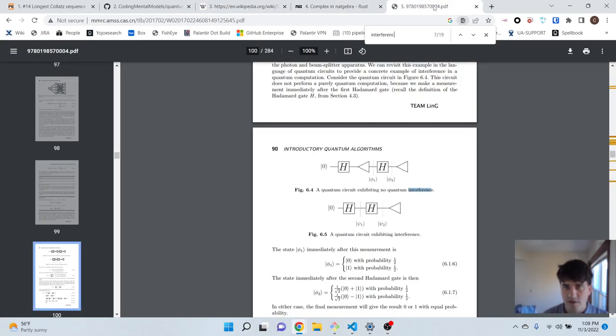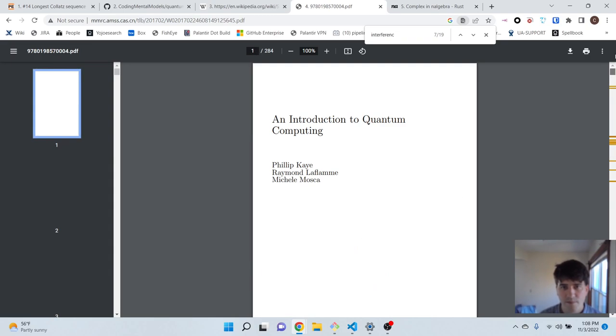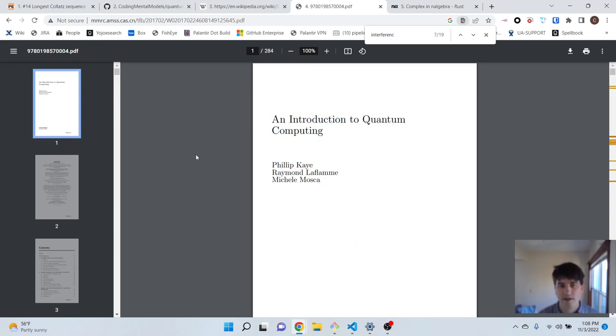The other source that I've been using as I've been preparing for and thinking about this is this book, Introduction to Quantum Computing.